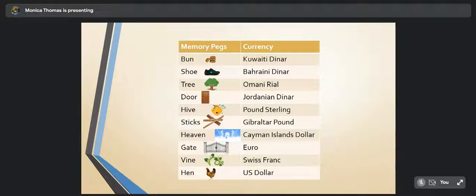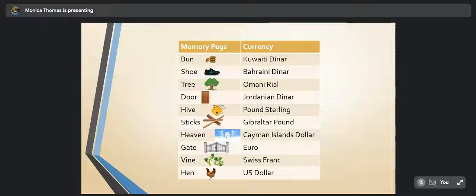Bun and Kuwaiti dinar. So people are holding buns and standing in a queue. They are waiting for their turn. There's a dinner table ahead of the queue, and people are having dinner. They're waiting to have dinner. Each one is having what in their hand? They're having a bun in their hand. So people are standing in a queue to take the bun, waiting for their turn so that they can have their dinner. Kuwaiti dinar. Bun is what? Kuwaiti dinar.